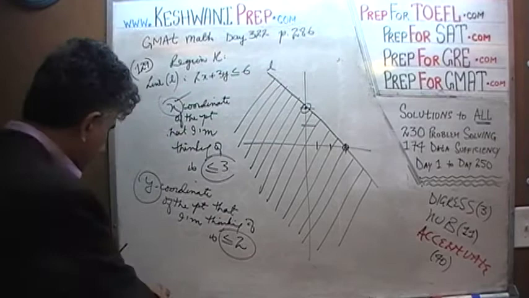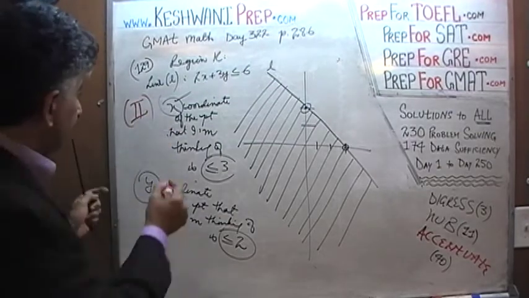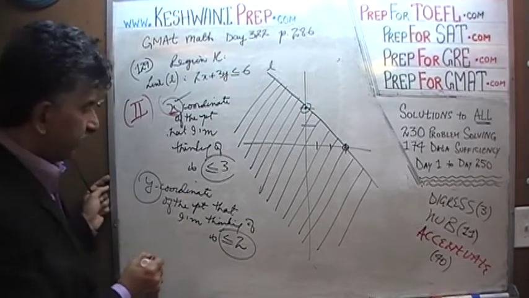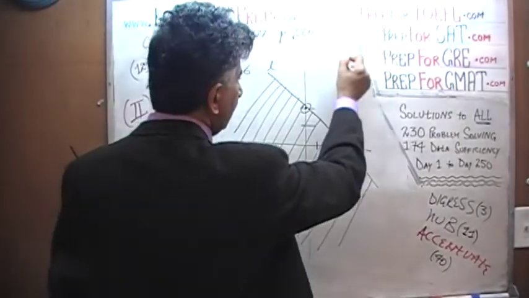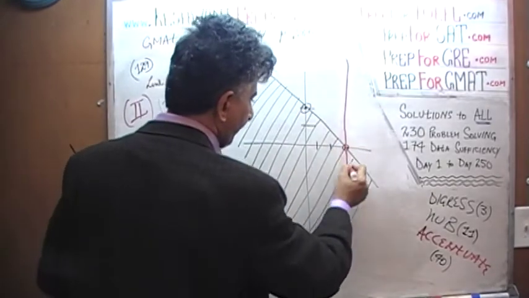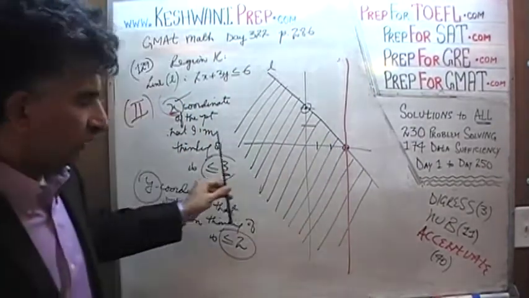Here's our statement number 2. Watch what happens. Statement number 2 tells us that the x coordinate of the point that we're thinking of is less than or equal to 3. Let's find it. Right here is 3. So it's right here. X less than or equal to 3. Anything that falls to the left of it is fine.